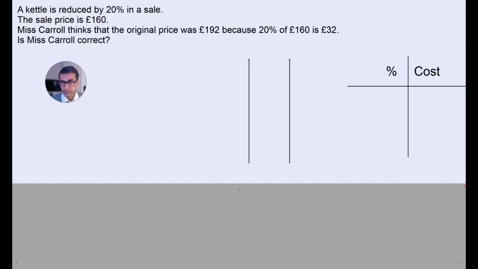Now, when you have a 20% discount on something, that's telling you that you are paying 80%. So 80% is equivalent to £160 because that's the sale price. So we're going to just add percent here and pound or cost at the top. Now that's the sale price. We want to work out the original price. The original price is 100%. So let's go down and maybe work out 10% first and see what we find out.